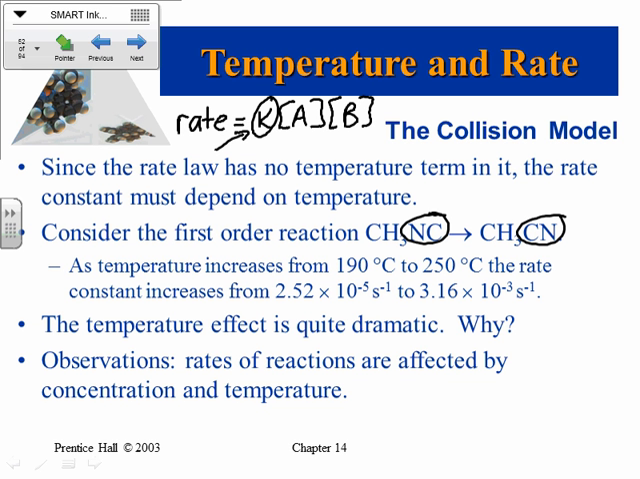If you notice here, in this reaction, when you go up from 190 degrees Celsius to 250, you start with a rate constant of 2.52 times 10 to the negative fifth, and it ends up being 3.16 times 10 to the negative third, okay? So that greatly increases that rate constant. It goes from 10 to the negative fifth to 10 to the negative third.